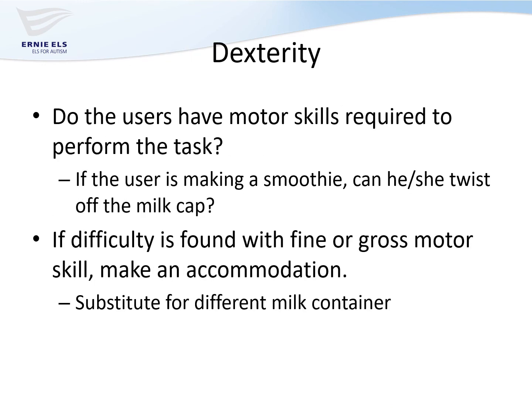The last skill you need to measure is dexterity. Do users have the motor skills required to perform the task? Making smoothies requires someone to twist the caps off of milk or juice, carry heavy containers from the refrigerator to the counter, and utilize 2 hands when pouring contents into a measuring cup. It's important to create accommodations with materials if needed.